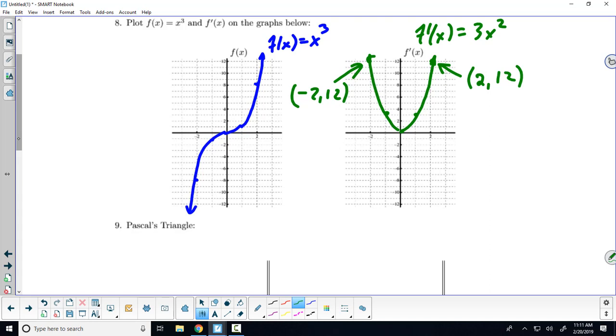Everyone okay with how I found those ordered pairs? Please, somebody stop me and say you did too fast on that. Yeah, Will. I did too fast on that. Thank you.